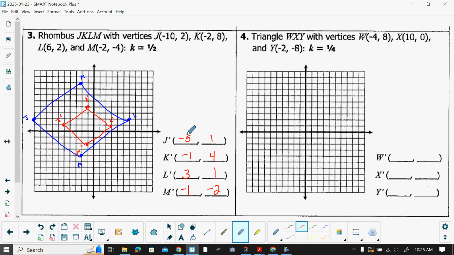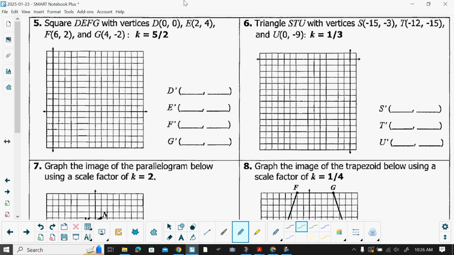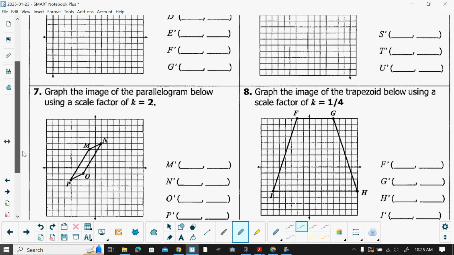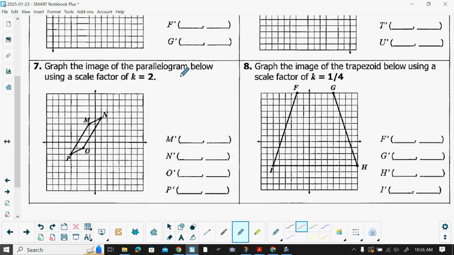Now on the back, let's see here. We've got some on the back side of this on the next page, where it gives you the vertices. You're going to do the same thing with this, 5/2 times each one of these. You may need to use your calculator if you don't know how to multiply by 5/2, but these are all the same thing. You're not going to do anything different with each of these.